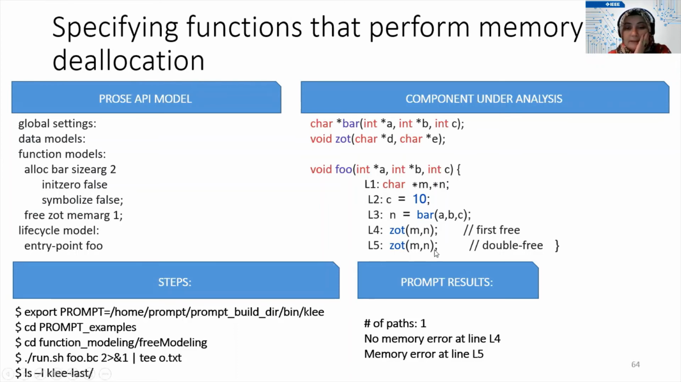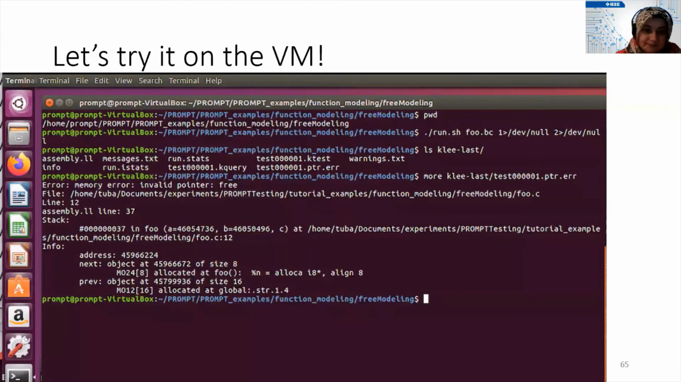But when we do the same thing at L5, this will lead to a double free, and we'll get a memory error. So if you go to the free modeling directory under function modeling, you will see the pointer error generated, and you can inspect and look at the error.